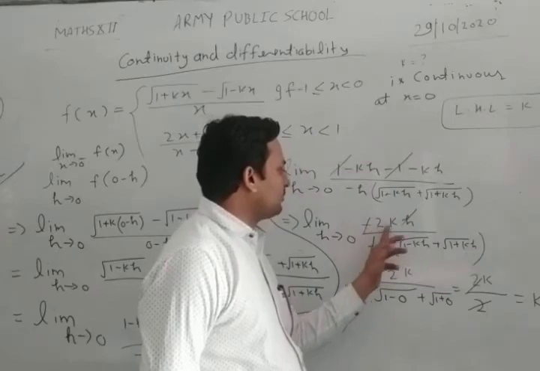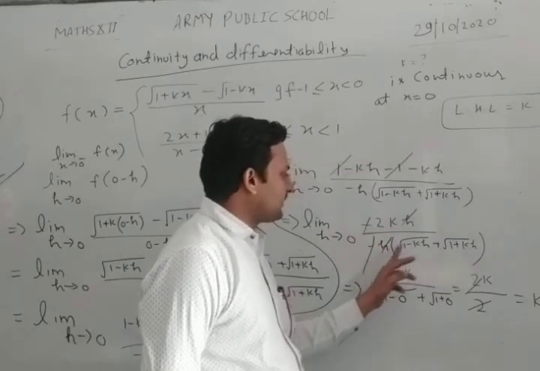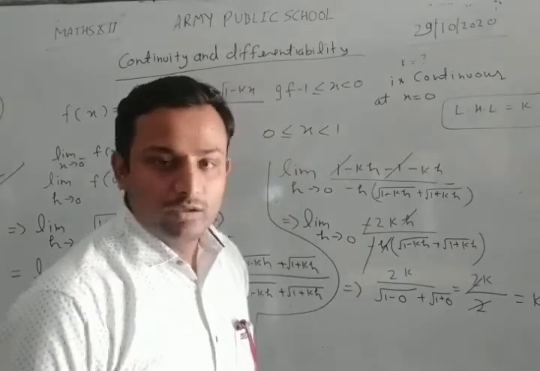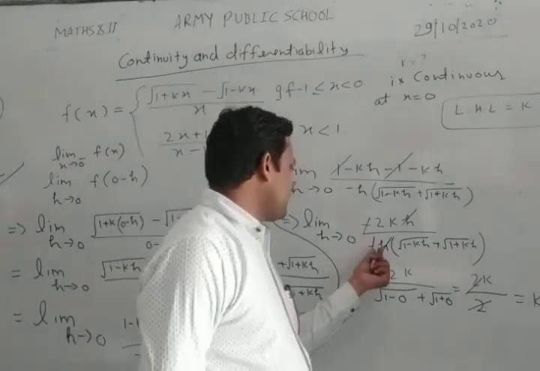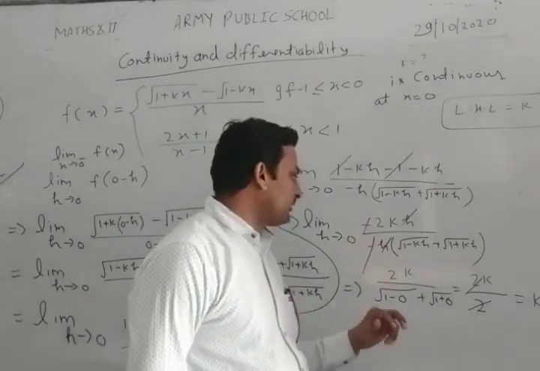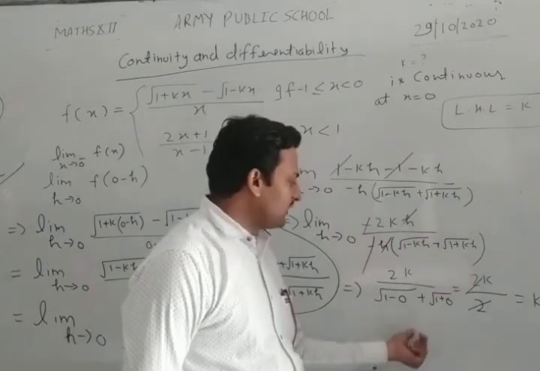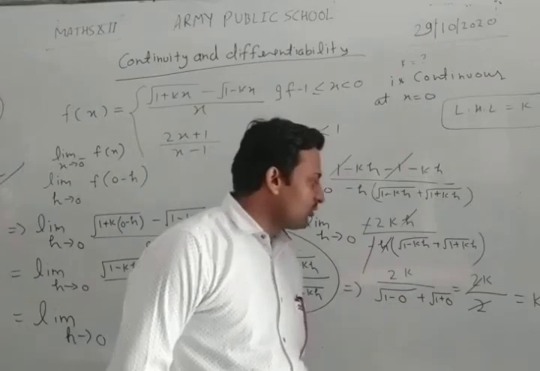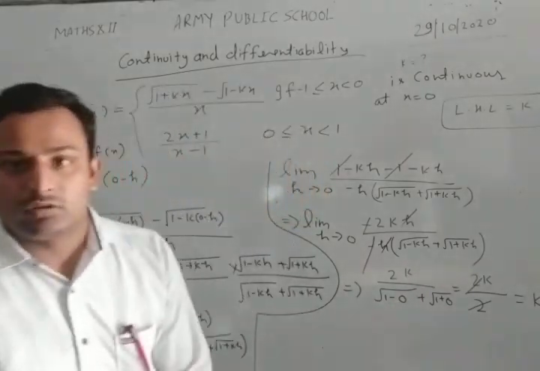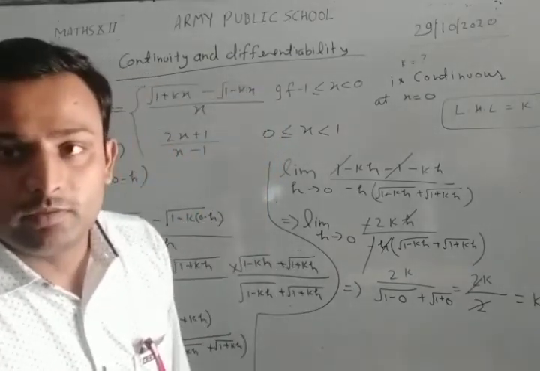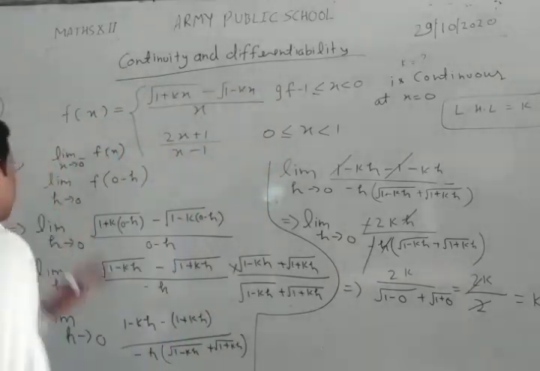This will be 2kh divided by h times (under root 1 minus kh plus under root 1 plus kh). Now this h and h will reduce. Now we will put the limit h equal to 0. Then we get 2k by 2, and 2 and 2 will reduce. We get our left hand limit is k. Now we will find our right hand limit.